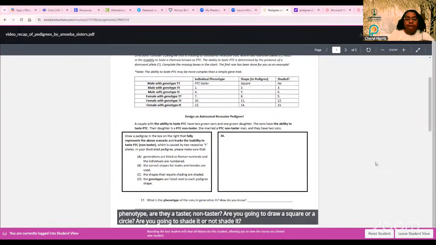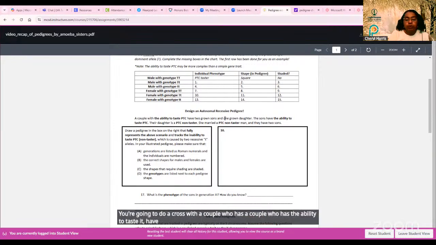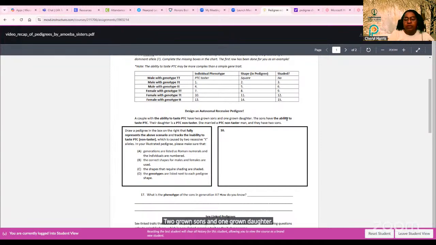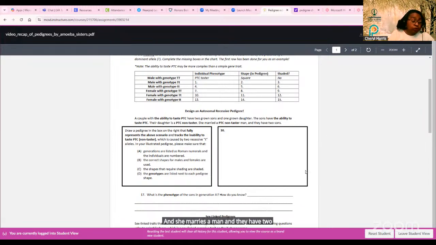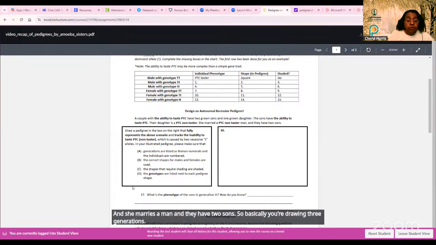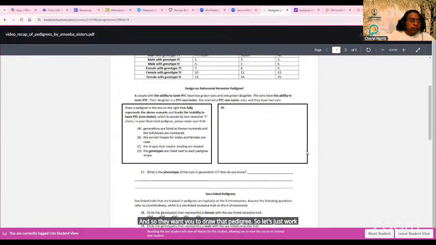Okay. Then you're going to do a cross with a couple who has the ability to taste it, have two grown sons and one grown daughter. The sons have the ability to taste it, and the daughter is a non-taster. And she marries a man, and they have two sons. So basically, you're drawing three generations, and they want you to draw that pedigree. So let's just work on that first page first.